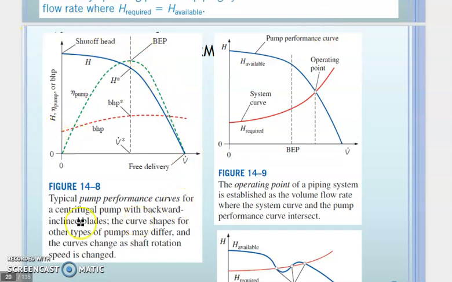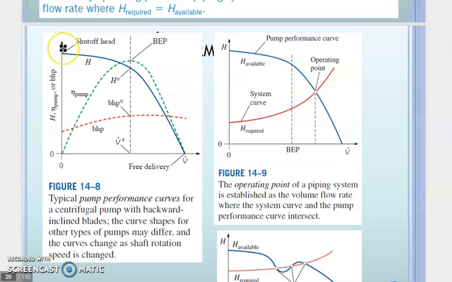So this is a pump performance curve. You have a graph. Here you have head, this one is the efficiency of the pump, and this is the brake horsepower. The x-axis is Q or V dot. So shut-off head is positioned here.